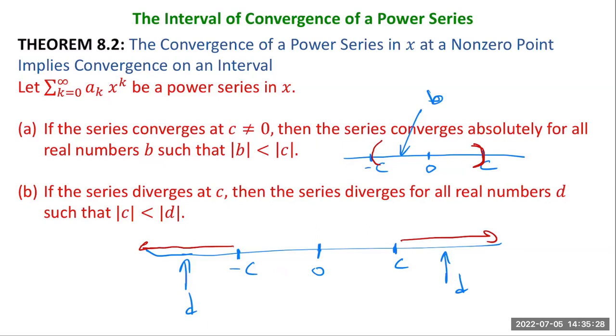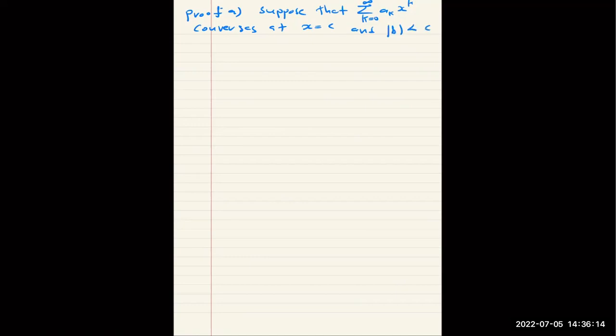Okay, for that, let me assume that my power series converges at this non-zero point. Proof. Suppose that the sum from k equals 0 to infinity of a_k x to the power k converges at x equals c. And let's assume that the absolute value of b is less than the absolute value of c. Then we need to show that our power series converges absolutely at this point as well. That's what we need to prove.